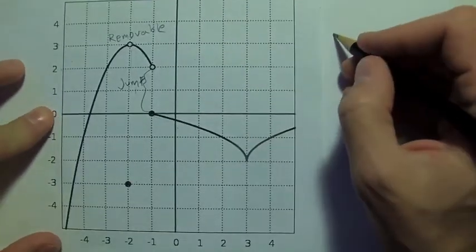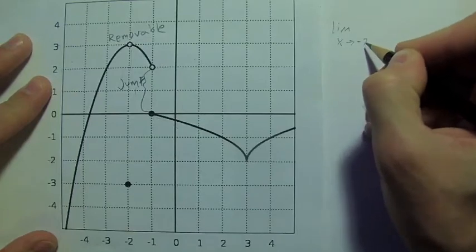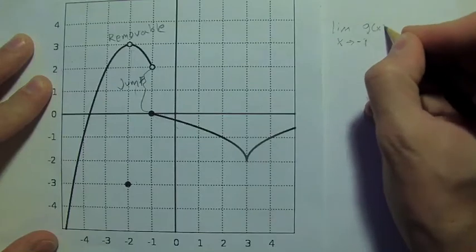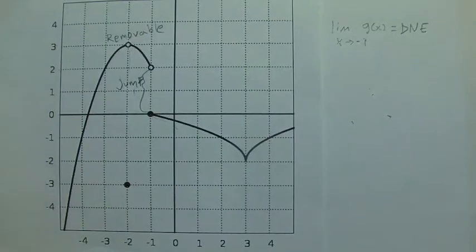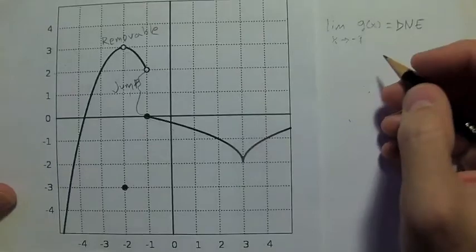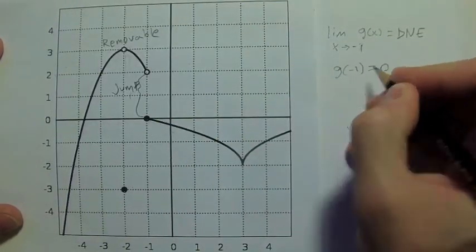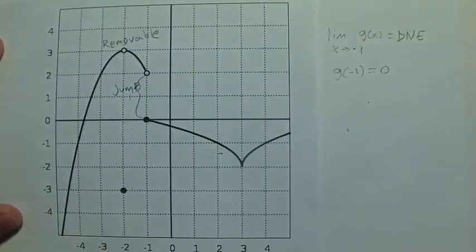So the two-sided limit as x goes to -1 of g of x simply does not exist. Pure and simple, does not exist. So it can't equal the function value, right? The function value is 0. G of -1 is 0. If we go here and look, that's where our closed dot is. That definitely doesn't equal, does not exist.